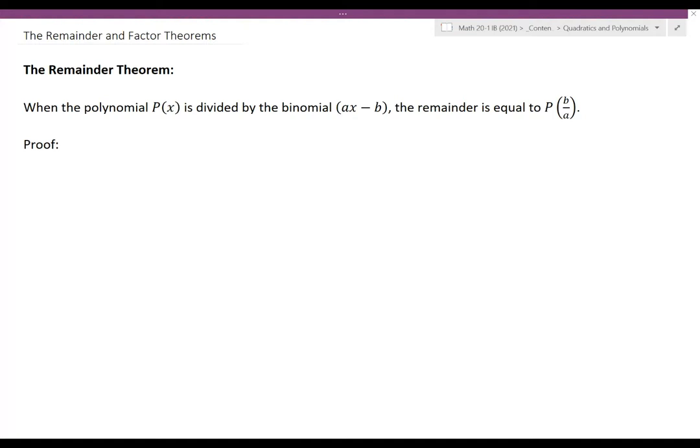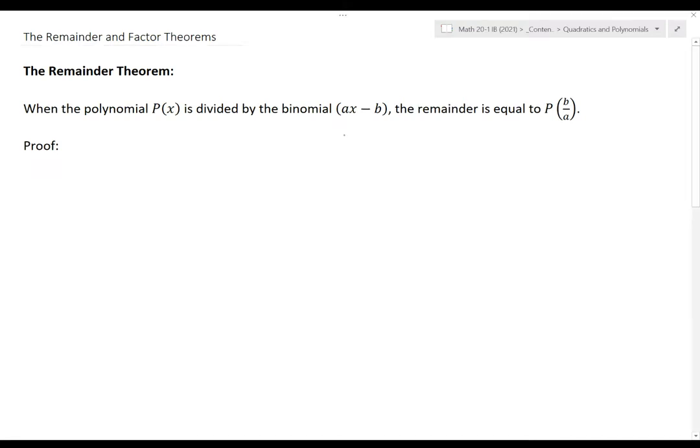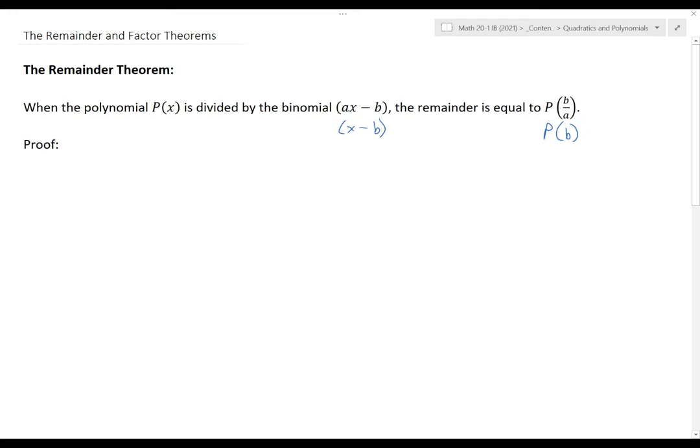The remainder theorem says that when we have a polynomial, p of x, divided by a binomial in the form ax minus b, so a linear binomial, the remainder is going to be equal to the polynomial at b over a. There's also a special case of this, and the one we're going to use most often is if a equals 1. In other words, if I have a binomial in the form x minus b, then the remainder is going to be equal to p evaluated at b. So that's just what happens when a equals 1.